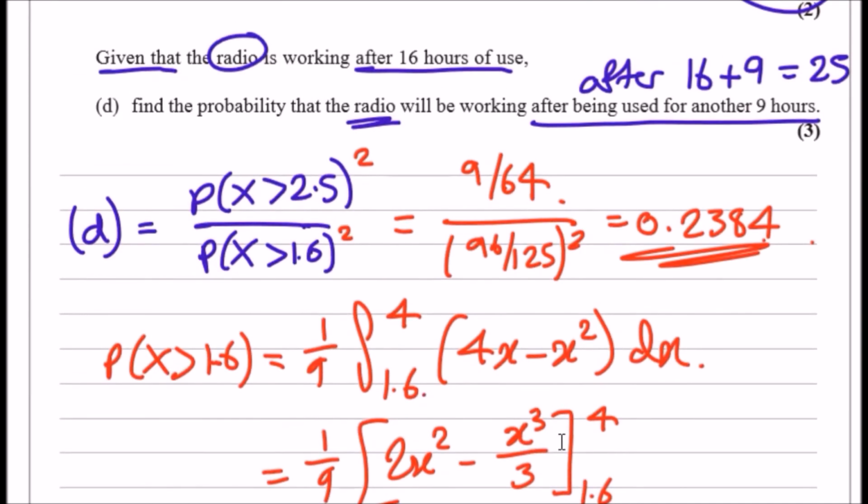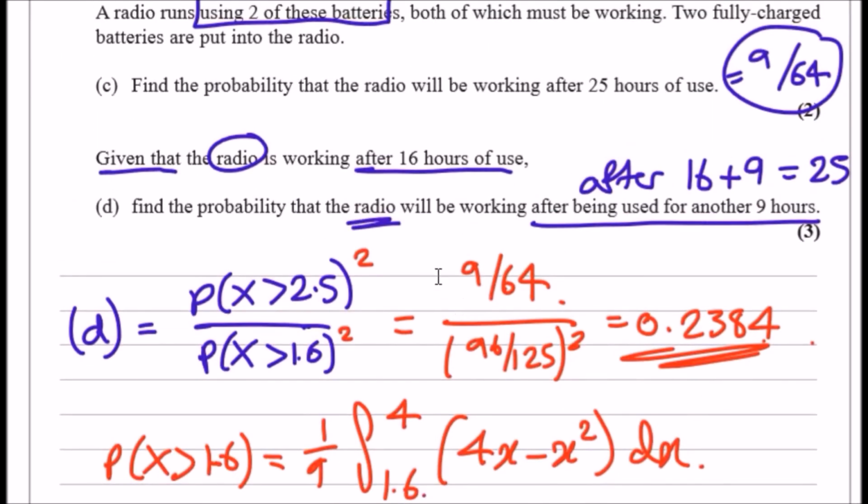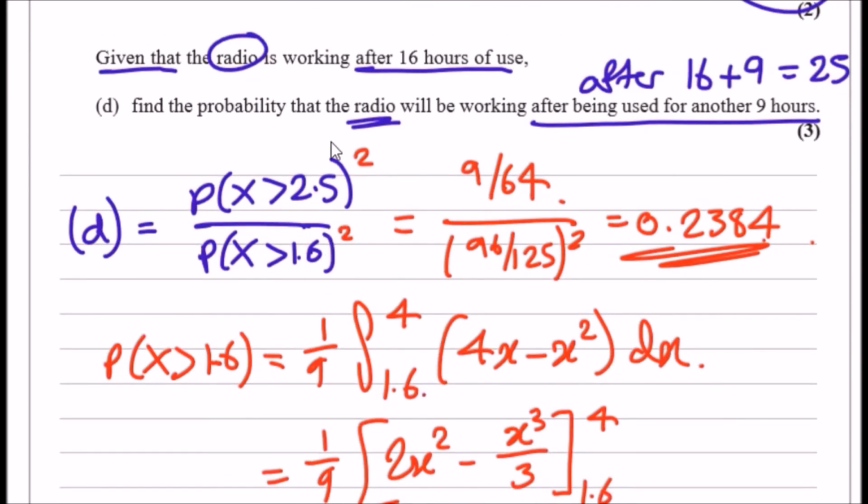This is part D for you guys, and I hope this helped. This is kind of a very risky question because they're talking specifically about radios. So always be careful what you're trying to find here. They both need 2 batteries, hence why they're squared.